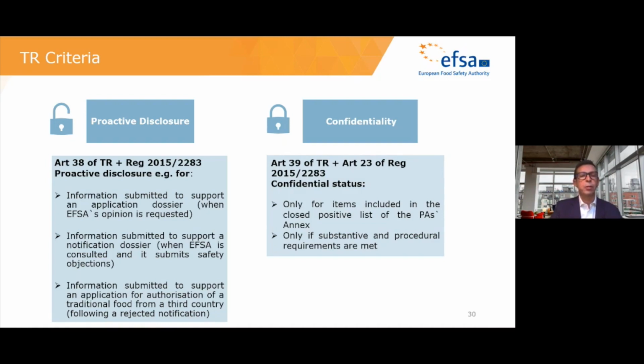And then also information that is submitted to support an application for authorization of a traditional food from a third country following the rejection of the notification by the European Commission. In all these cases, the information supporting these documents will be proactively disclosed by EFSA in the non-confidential version submitted by the applicant. So it is very important that whenever you're submitting an application dossier, you take your time and consider exactly the information that you will not want to see disclosed proactively by EFSA.